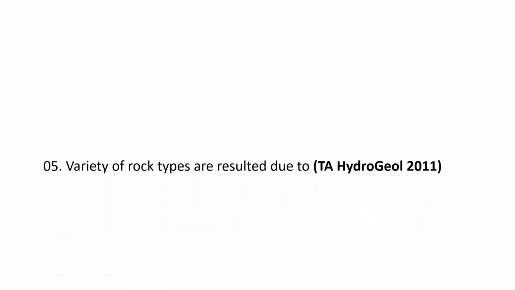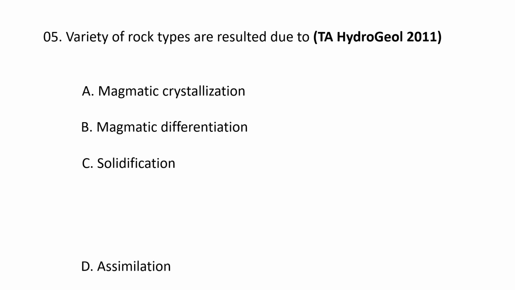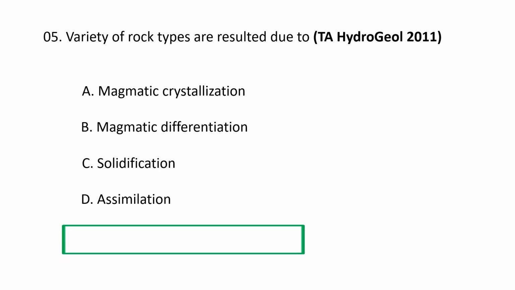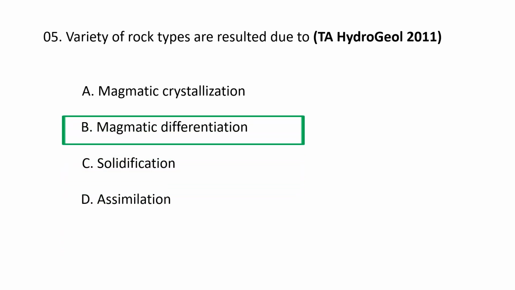Next question. Variety of rock types are resulted due to A. Magmatic crystallization, B. Magmatic differentiation, C. Solidification, and D. Assimilation. Variety of rock types are resulted due to magmatic differentiation. Magmatic differentiation is a process that alters the composition of the magma, which then creates different types of igneous rocks.